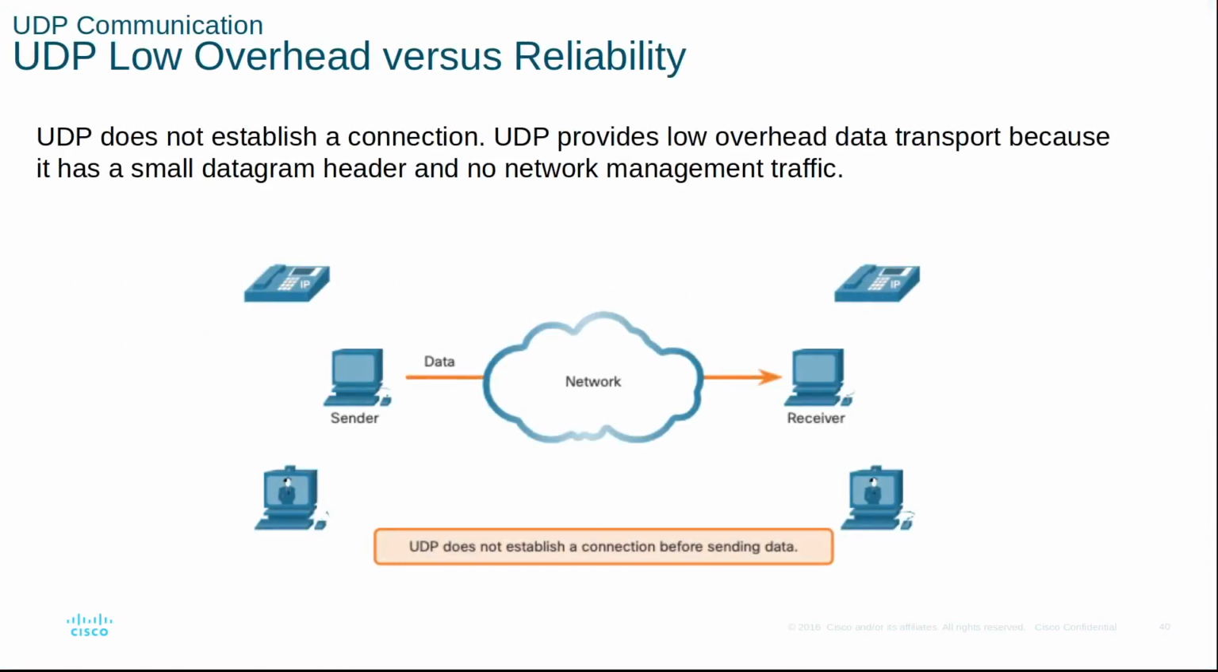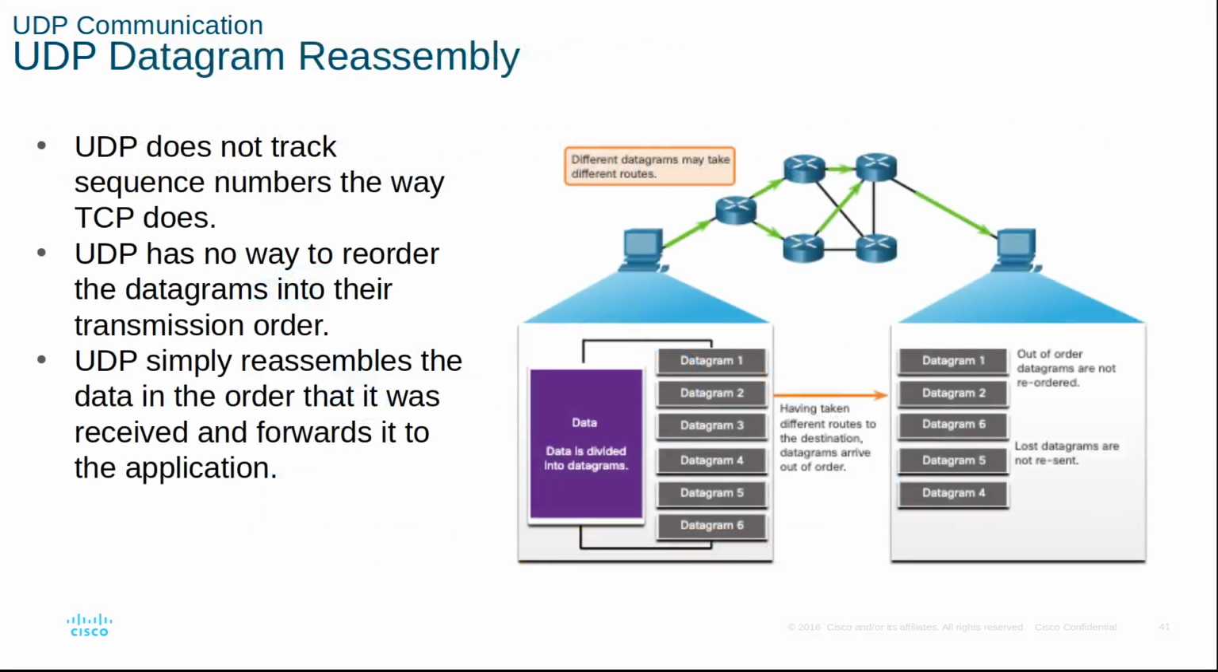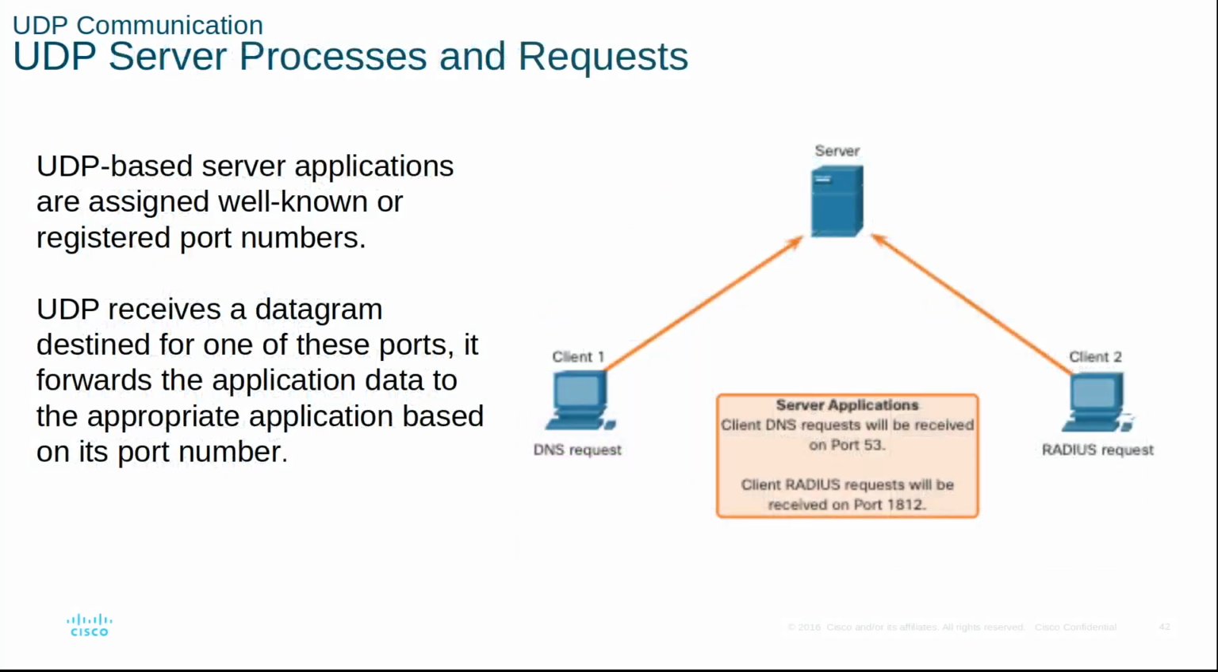UDP doesn't bother with any of this, right? It doesn't establish a connection. It does provide low overhead because it doesn't have to manage any of this stuff. It doesn't track sequence numbers like TCP. It has no way to reorder data if it arrives out of sequence. It just reassembles the data in the order it's received and forwards it up to the application. So it's a really simple protocol. And it's intended for things that require high bandwidth and to work fast, like streaming video and gaming.